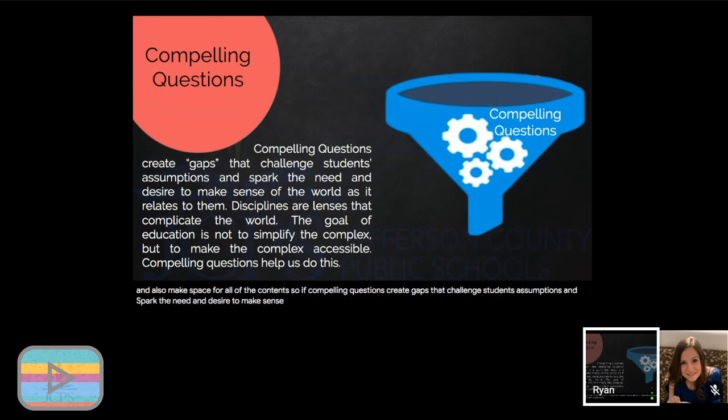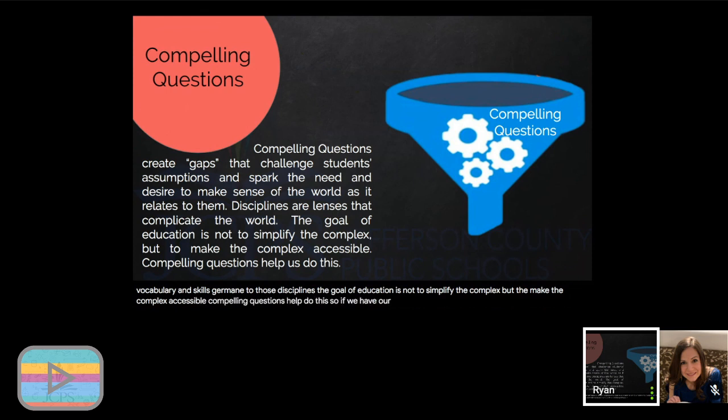So if compelling questions create gaps that challenge students' assumptions and spark the need and desire to make sense of the world as it relates to them, disciplines are lenses that complicate the world, right? So it's a way of being able to see things from multiple perspectives, because that's what the disciplines provide: vocabulary and skills germane to those disciplines. The goal of education is not to simplify the complex, but to make the complex accessible. Compelling questions help do this.